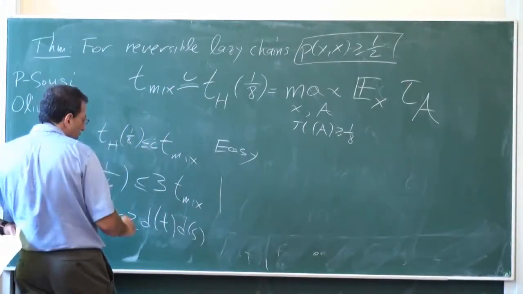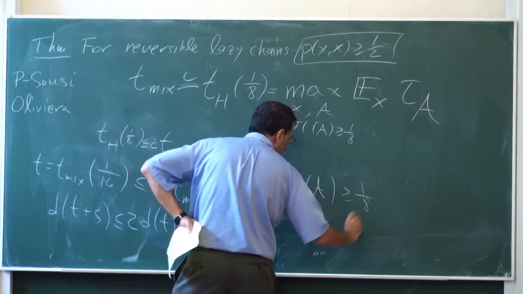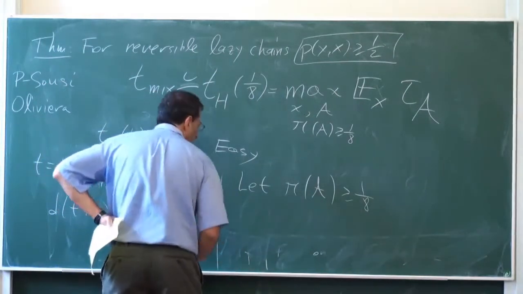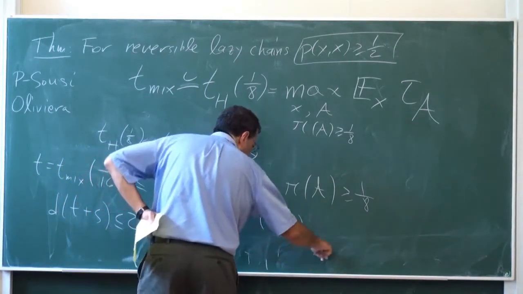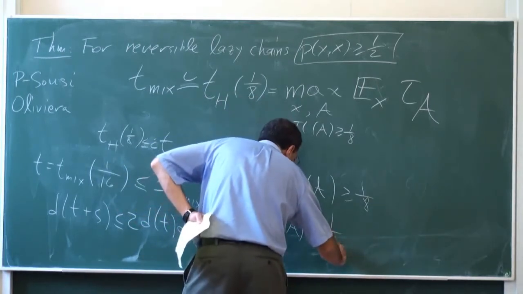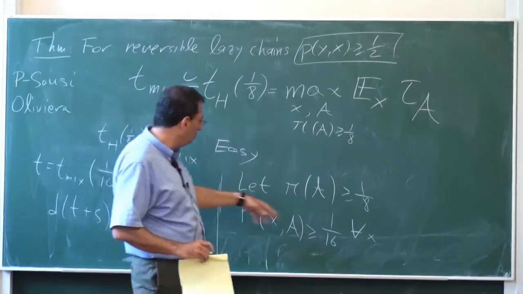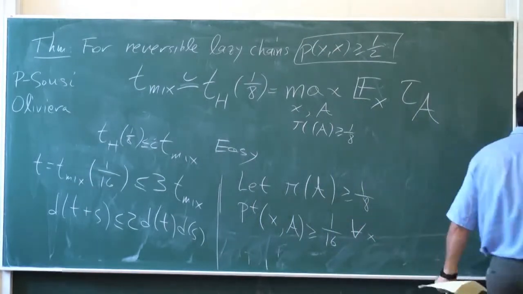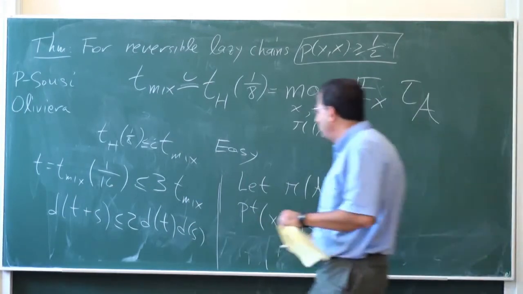Now we want to bound TH of 1/8. Suppose A is a set where pi of A is bigger than 1/8. Then, using this definition of t, we can say P^t(x, A) has to be bigger than 1/16 for all x, because it has to be bigger than pi of A minus 1/16, which is 1/16. So we have the information that for any starting point x, at time t, we're going to be in A with probability at least 1/16, where t is this quantity here.